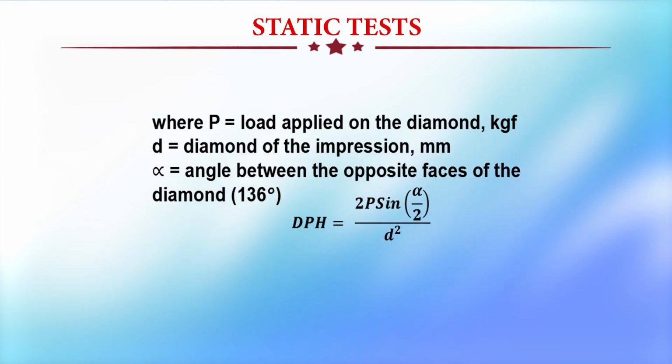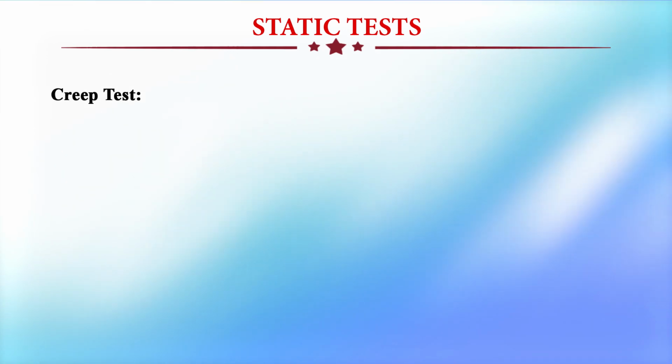and small d is the diameter of the impression in mm, and alpha is the angle between the opposite faces of the diamond, that is 136 degrees. DPH = 2P sin(alpha/2) / d². So, if we get alpha, P and d, then we can find out the DPH or Vickers hardness number.